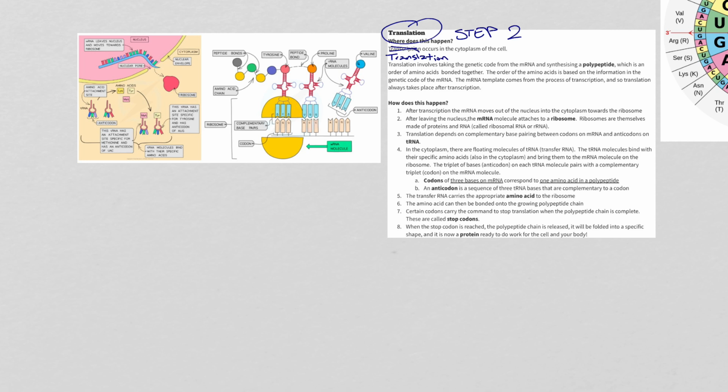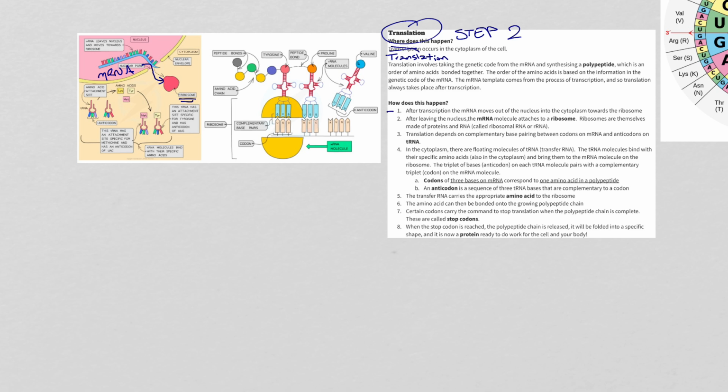Remember that our mRNA strand here is going to leave the nucleus and come out to another part of the cell. That part is called the ribosome. All school year we've been saying that the ribosome is where proteins are produced. That's what we're going to talk about now.